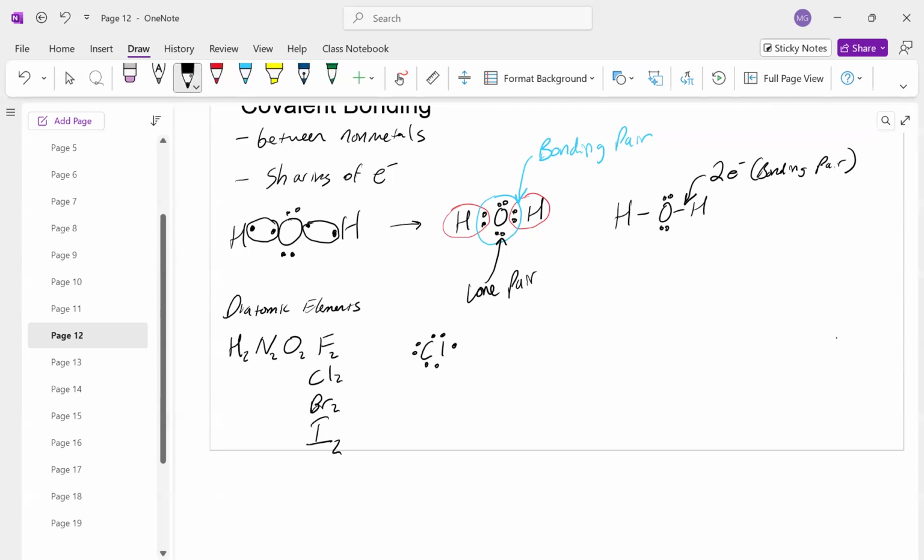So here's one chlorine atom with its seven valence electrons. Here's another chlorine atom with its seven valence electrons. If each one had one more, they'd have a full valence shell. So rather than take from one and give to the other, because then only one of them is happy, they're going to share a pair of electrons and form what's called a single bond between them. The single bond is a sharing of two electrons.